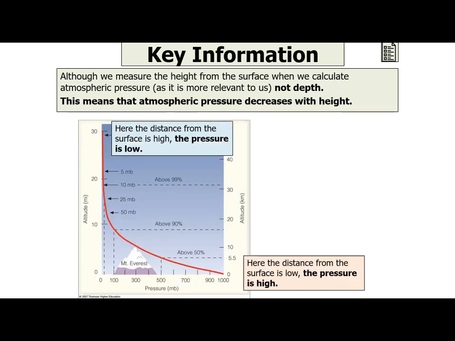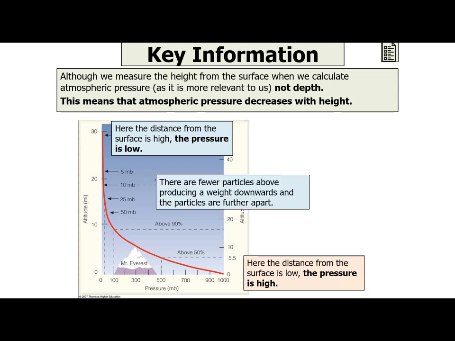Also note, although we measure the height from a surface when we calculate atmospheric pressure, we do not look at depth. So this means the atmospheric pressure decreases with height. So when you go to a high distance from the surface, the pressure is low. And when the distance from the surface is low, the pressure is high. Once again, why is that? Because there are fewer particles above producing a weight downwards, and the particles are further apart. Now pilots know this. The higher you fly, the lower the pressure of the atmosphere is.